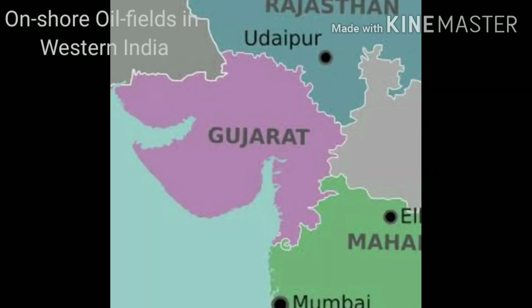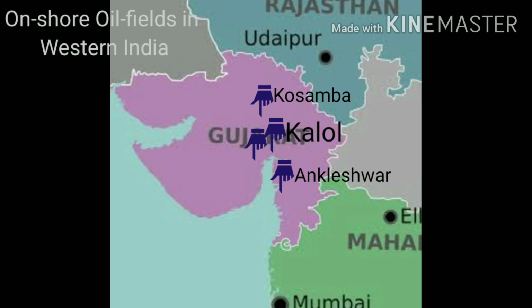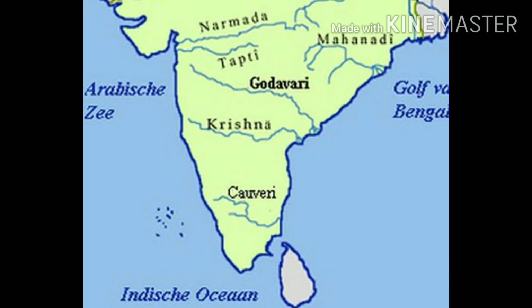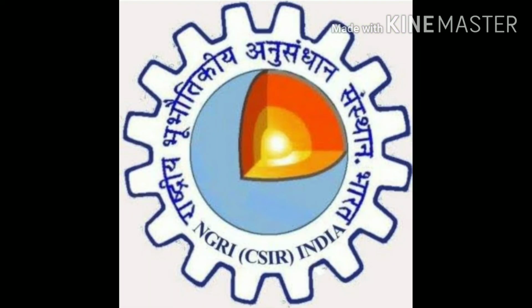Onshore oil fields in western India. In Gujarat, important fields are Ankleshwar, Kalol, Kosamba, Kathana, Mehsana, Ahmedabad, and Sanand. Onshore oil fields in southern India. Godavari Basin and Kaveri Basin have now become prospective oil fields of India. NGRI has identified hydrate gas reserves along the eastern coast in Krishna Godavari Basin.